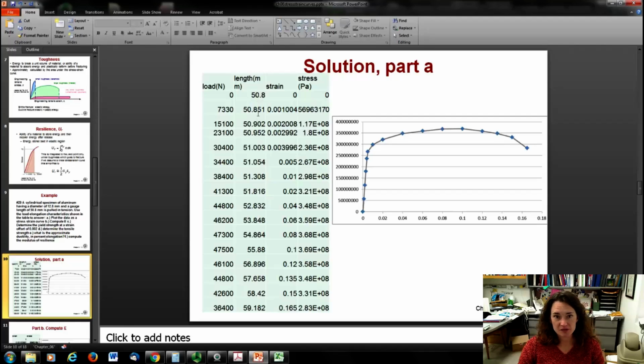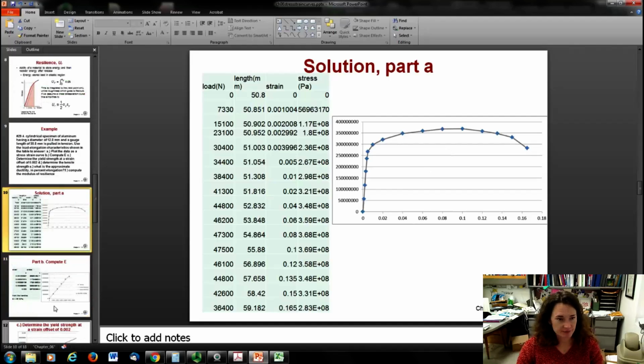Okay? So for example, right here, 50.85, the strain would have been calculated by 50.85 minus 50.8, which is 0.05, and then divided by 50.8. And that gave me the value in that column. And then I plotted the stress versus the strain here. I did this in Excel, and I got a stress strain plot that I put out here. Underneath the lecture, I give you the Excel file in which this data is outputted. So that's part A. It wanted the stress strain curve.